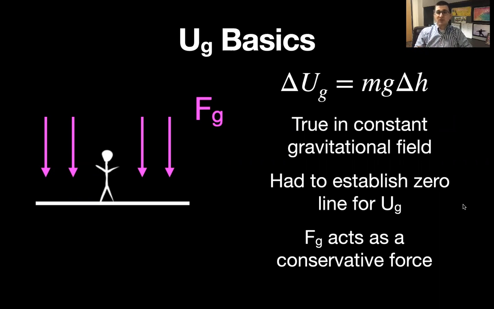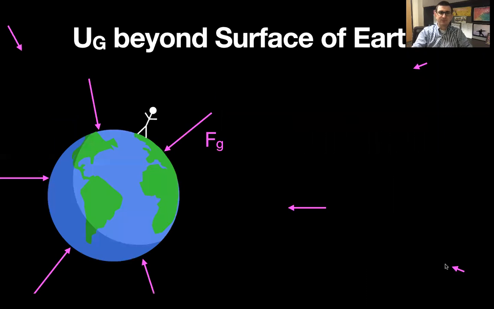Two other things that we need to remember for when we are doing local gravitational potential energy calculations is that we had to establish a zero line. And we also know that force gravity acts as a conservative force, meaning that it does not change the total mechanical energy of the system. And so this is important to remember when we start talking about gravitational potential energy.